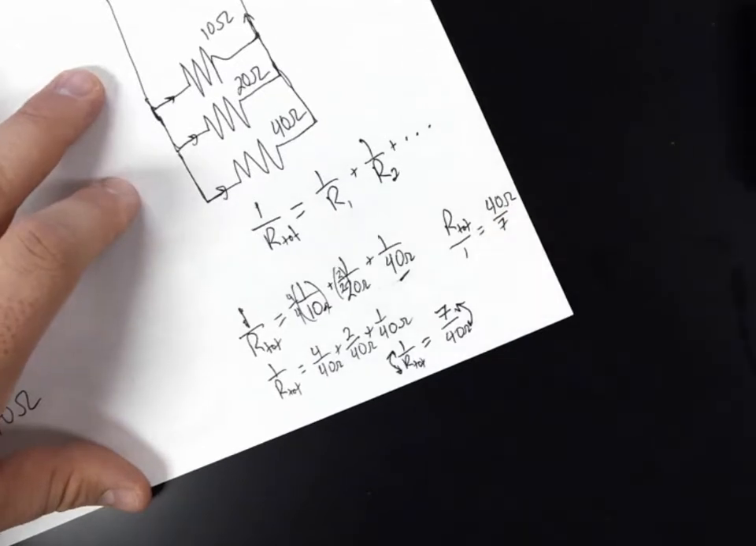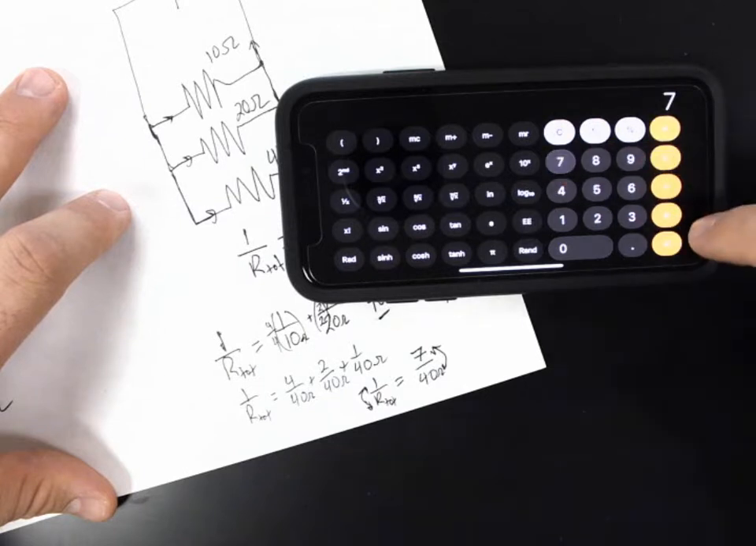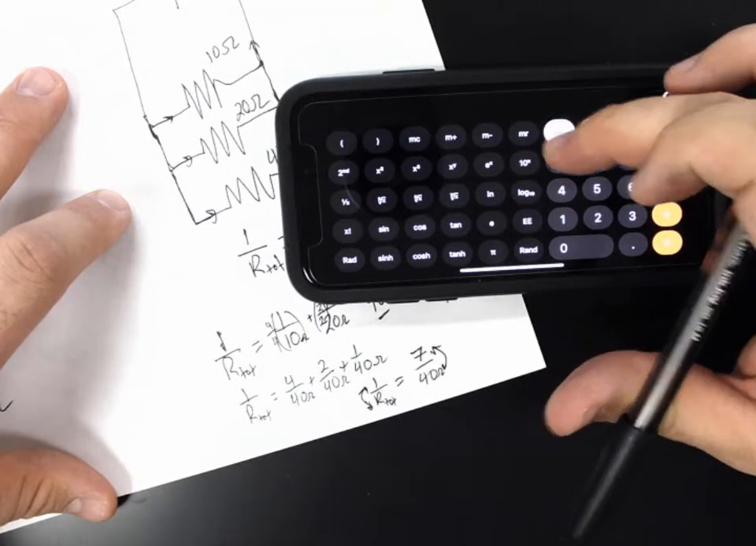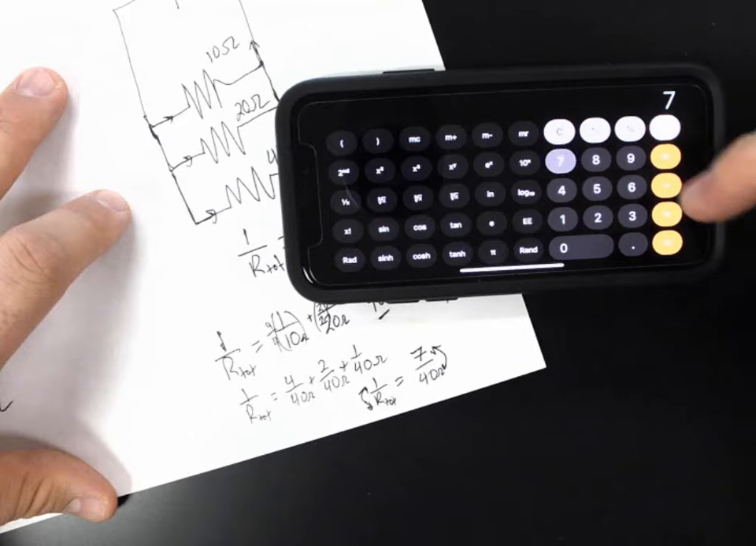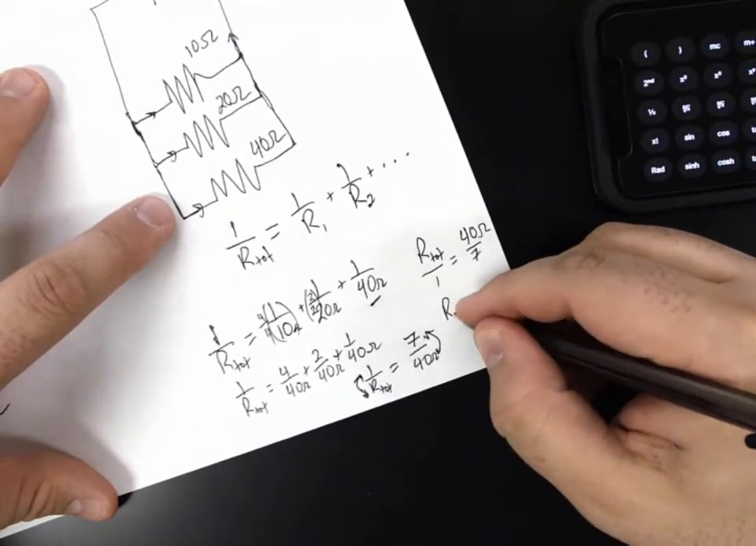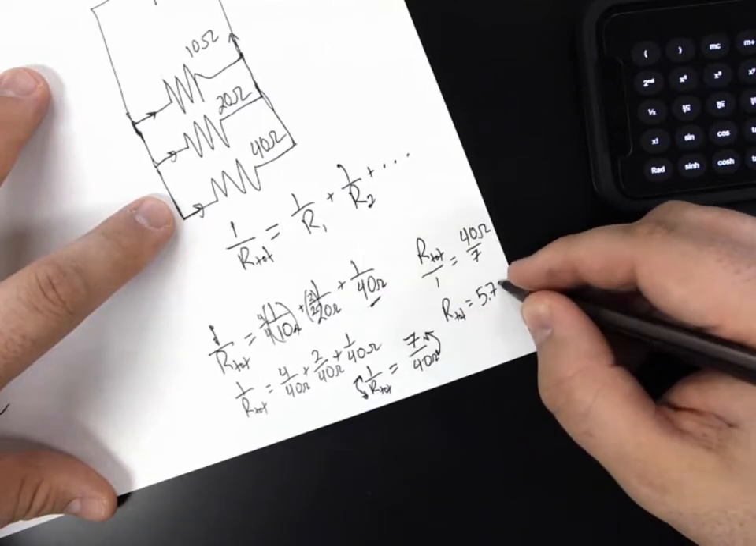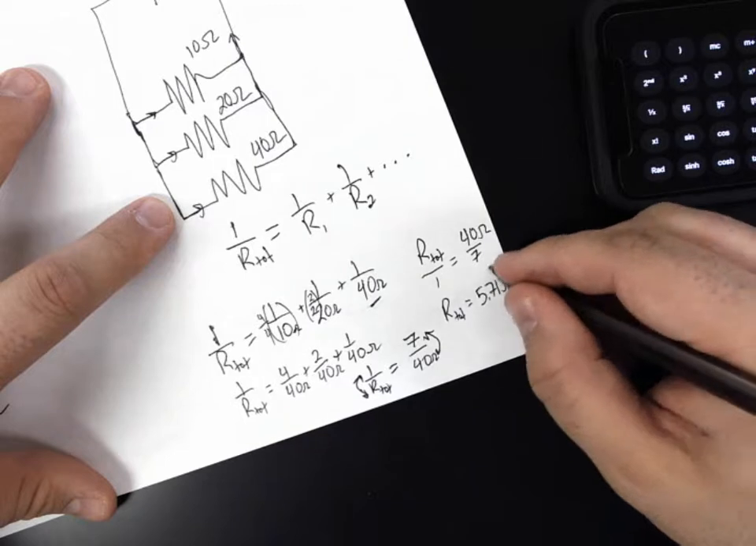Now this time I actually will use my calculator. 40 over 7 gives us 5.714. So R total in this particular case equals 5.7 ohms is fine. Alrighty?